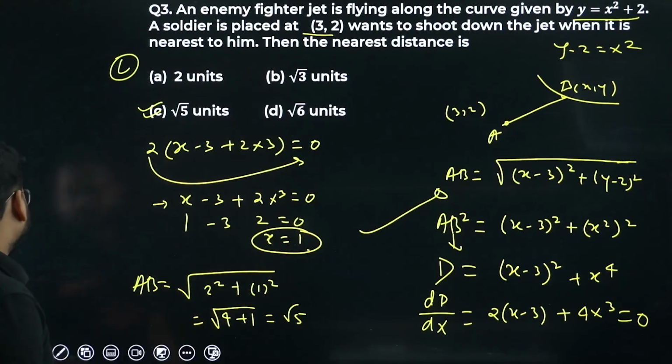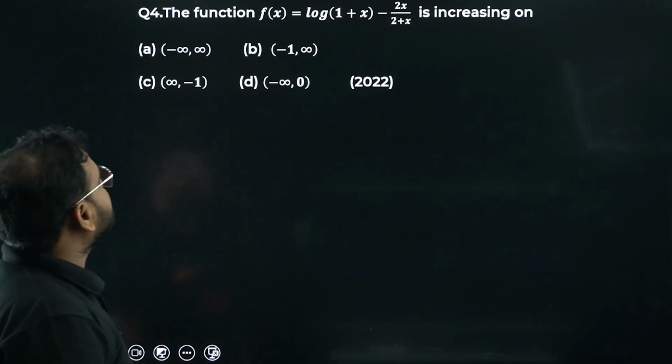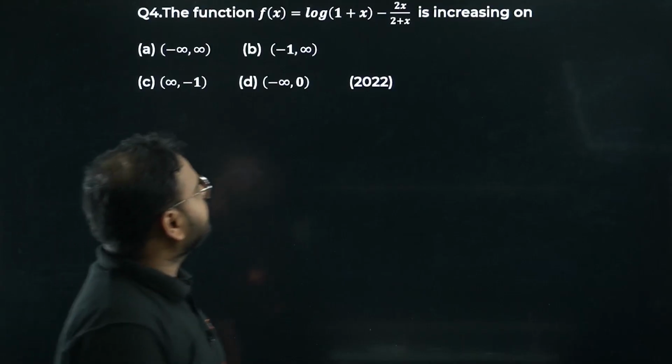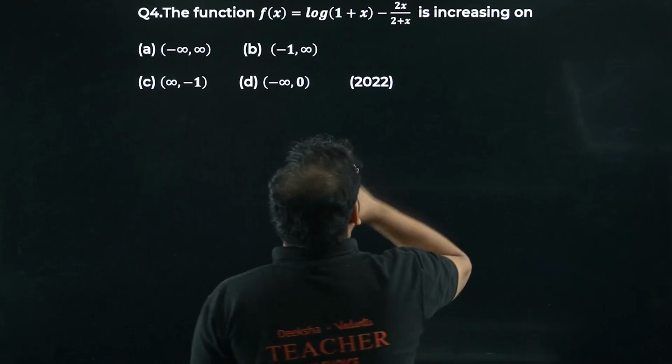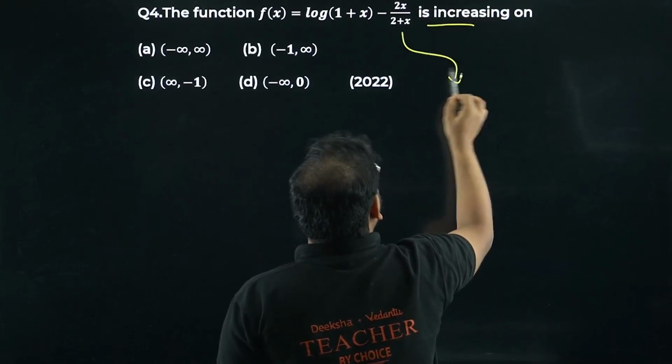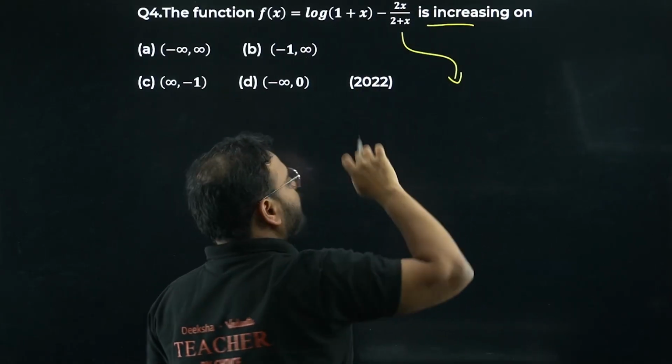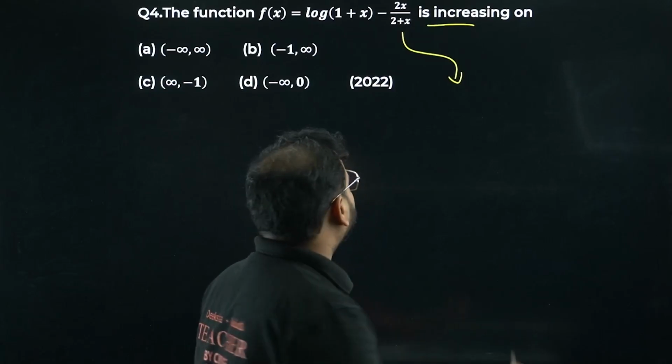Question 3 is done. Question number 4 now. The function f(x) is given as log of (1 plus x) minus 2x upon (2 plus x). We have to find the interval where it is increasing or decreasing. We have to look for the interval where it is increasing. For that we have to find the derivative.